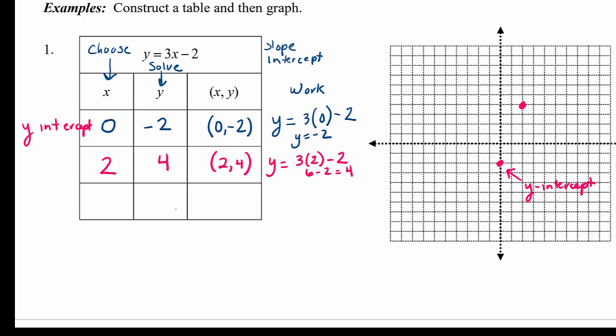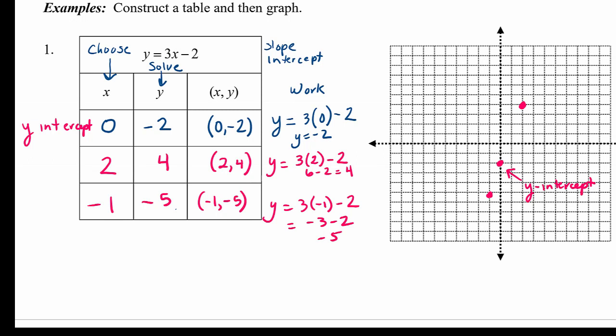And now let's choose how about if we go to negative 1? You choose x and then you solve for y. So y equals 3 times negative 1 minus 2. So that's what? Negative 3 minus 2, or negative 5. So I have a negative 5 there. So (negative 1, negative 5). So I'm coming here, negative 1, and then 1, 2, 3, negative 5.